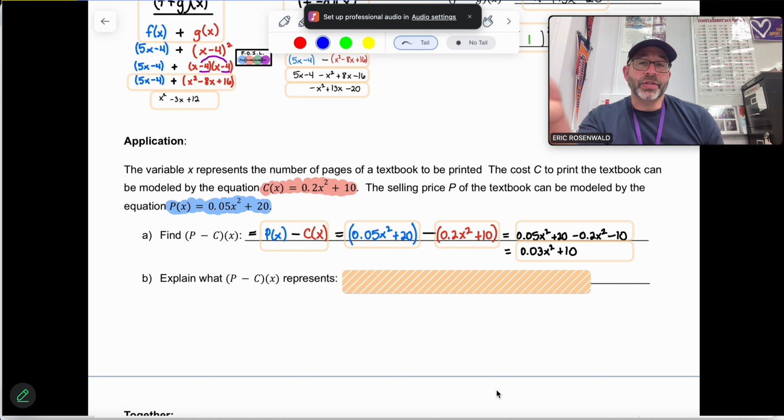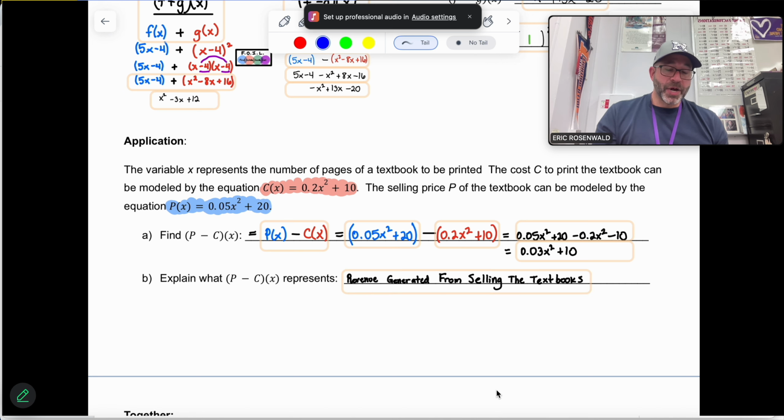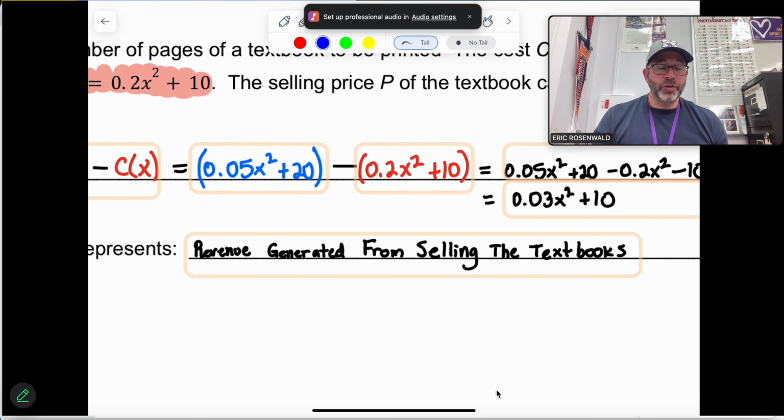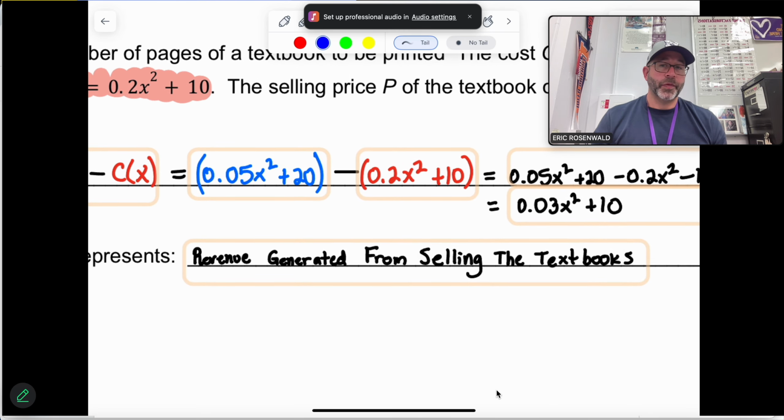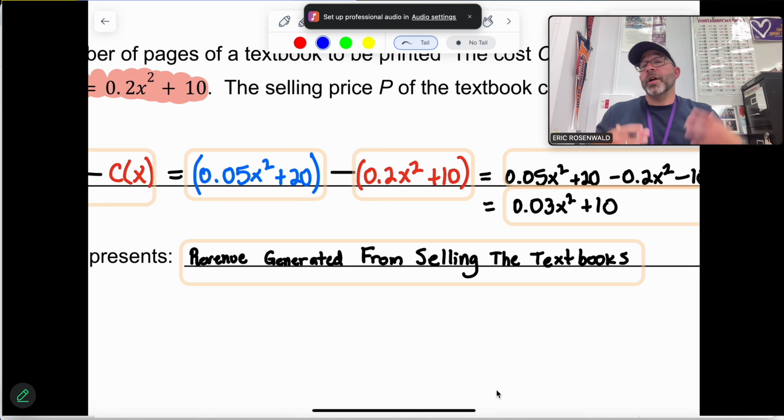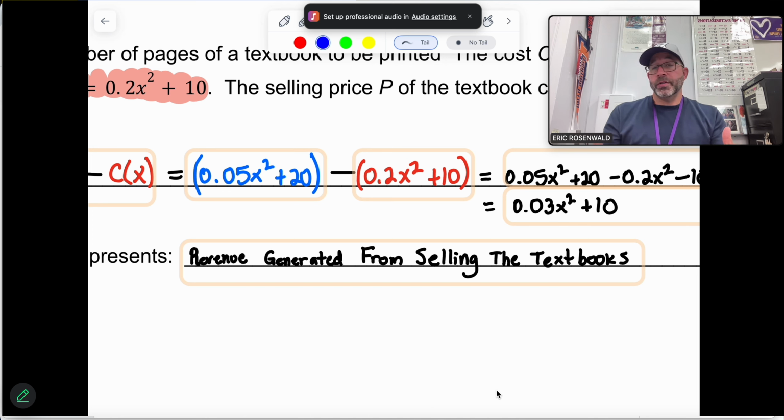So for part B, it says, explain what P minus C of x represents. And I just said it. This is your revenue. This is the money that actually gets generated from you selling the textbooks. Your revenue is always how much you are able to sell it for minus the cost it was required to make it or to sell it. Okay?